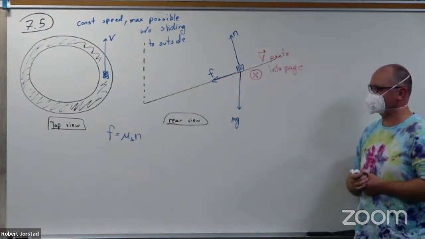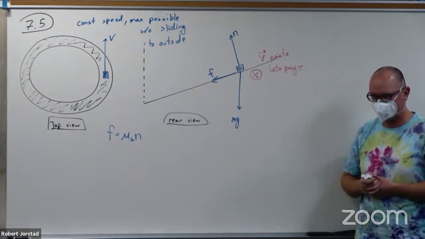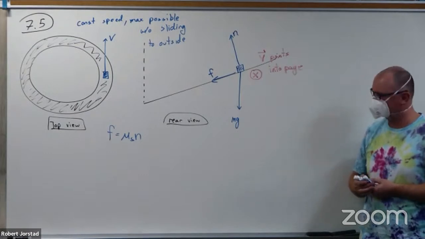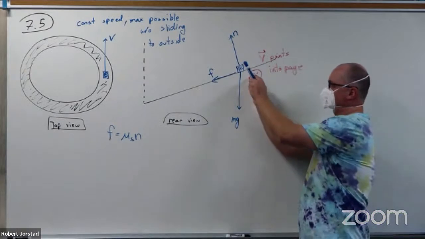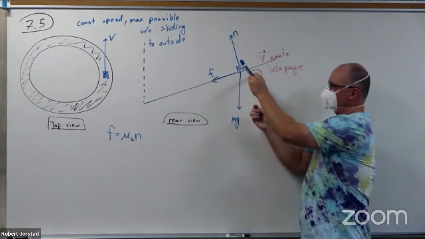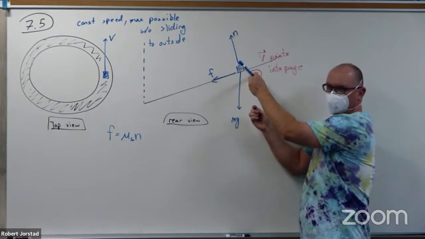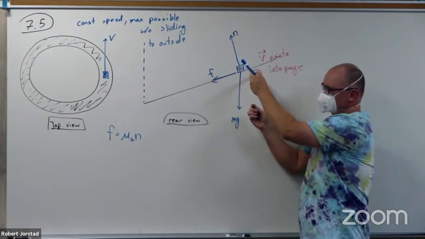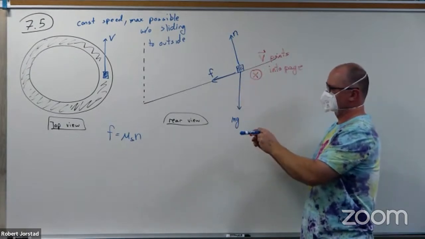How much work is done by the normal force? Why? It's perpendicular. Do you see velocity into the page, normal force is perpendicular. There's no work done by the normal force. What's the work done by the frictional force, however? Somebody else? Negative. No.